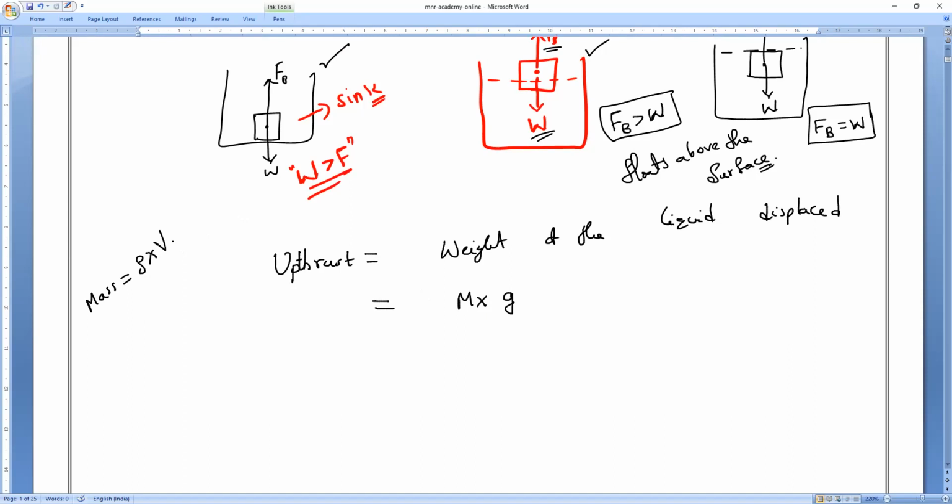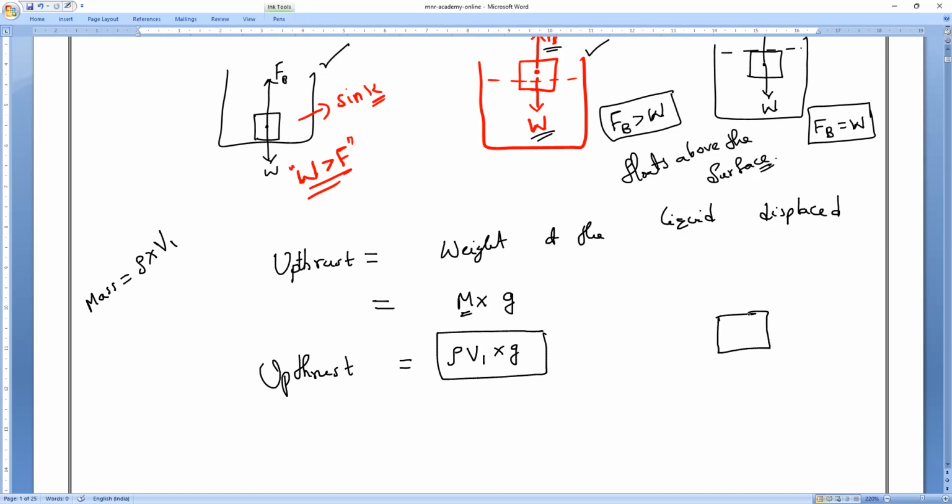What did we assume the volume of the liquid displaced to be in yesterday's class? V1. So in place of mass, I will represent the density of the liquid times the volume of the liquid displaced times g. What is this the formula for, everybody? Upthrust. So upthrust equals sigma V1 g. Understand, Mari?